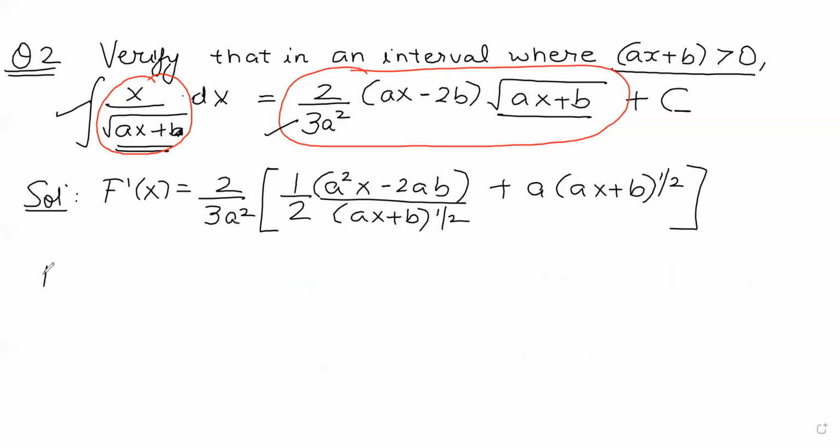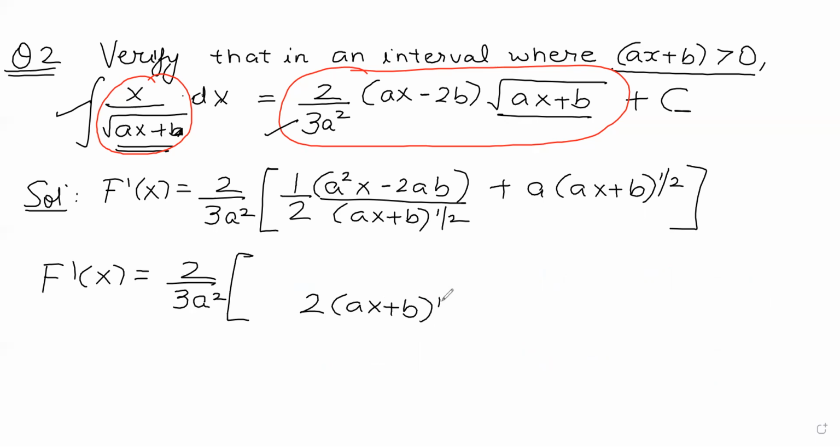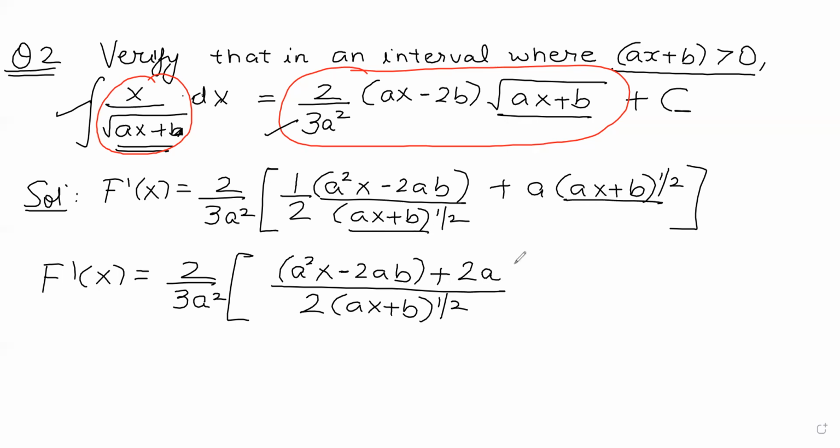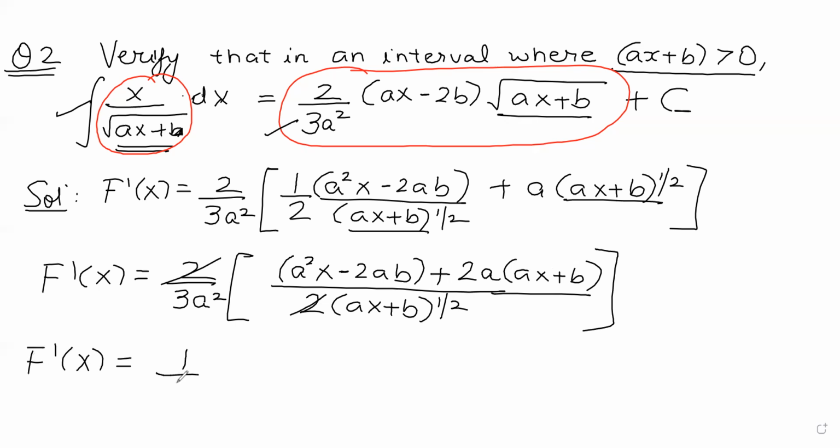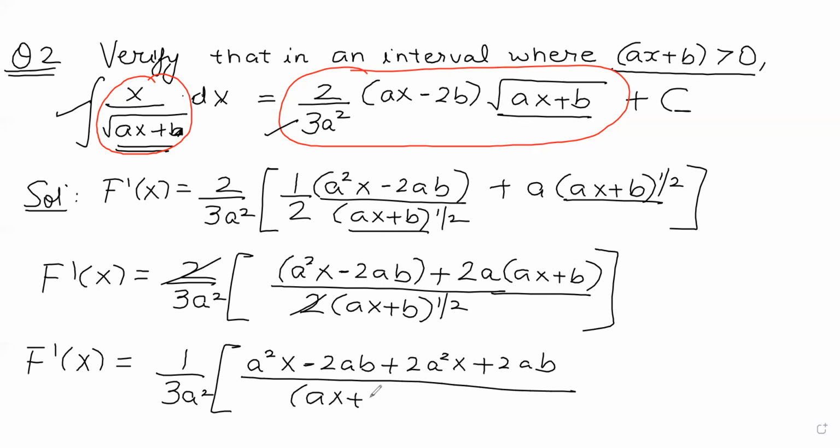So my f dash x becomes 2 upon 3a square times 2(ax plus b) to the power half can be taken as the LCM now. So we get a square x minus 2ab plus 2a times (ax plus b) to the power half into (ax plus b) to the power half makes it ax plus b. 2 and 2 cancel out. So my f dash x comes out as 1 upon 3a square times a square x minus 2ab plus 2a square x plus 2ab upon (ax plus b) to the power half.